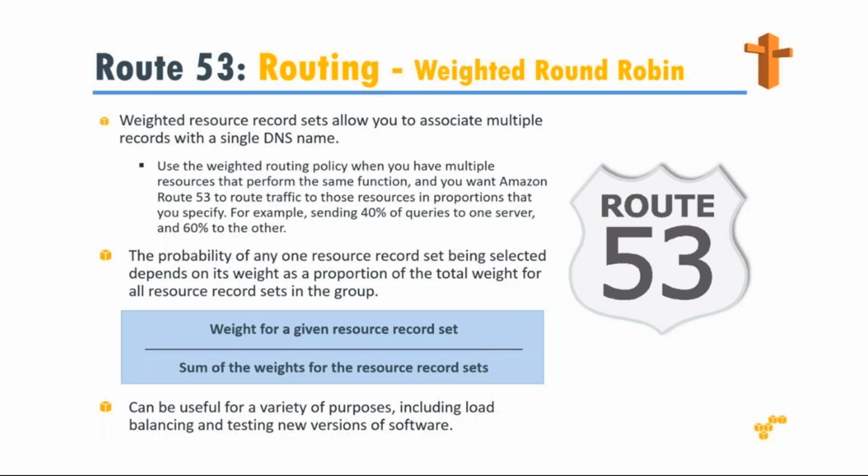40% of queries to one server and 60% to another server. So I have two queries. One query sends 40% of requests to one server, and another resource sends 60% of requests to the other server. The probability of any one resource record set being selected depends on its weight as a proportion of the total weight for all resource record sets in the group.